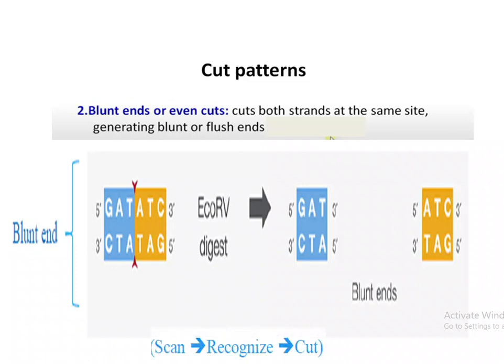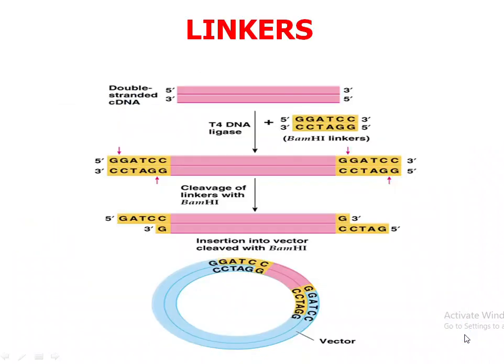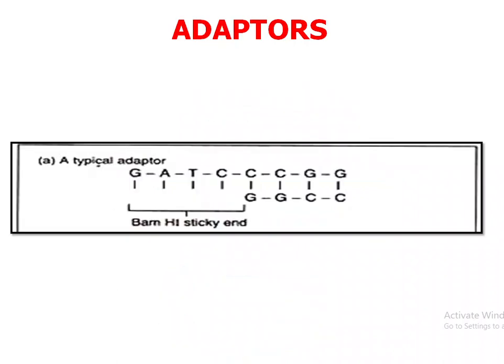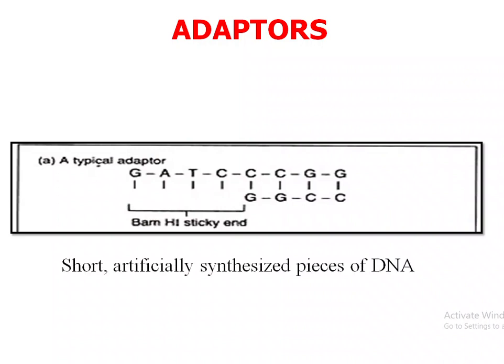So restriction endonucleases scan, recognize and cut at the specific location. Often these blunt ends are made sticky by adding linkers or adapters. Linkers and adapters are short, artificially synthesized pieces of DNA which contain a restriction enzyme site. I'll not go into the details of the linkers and adapters.